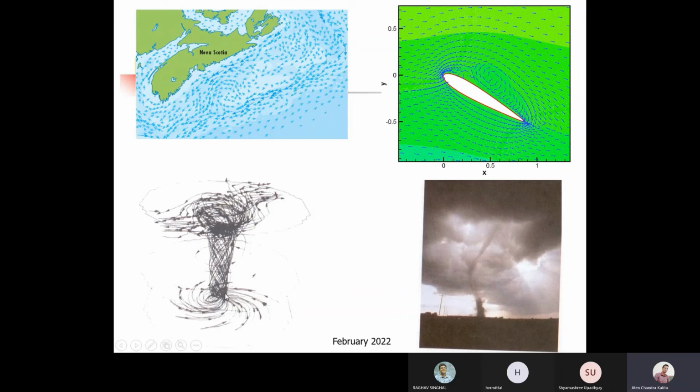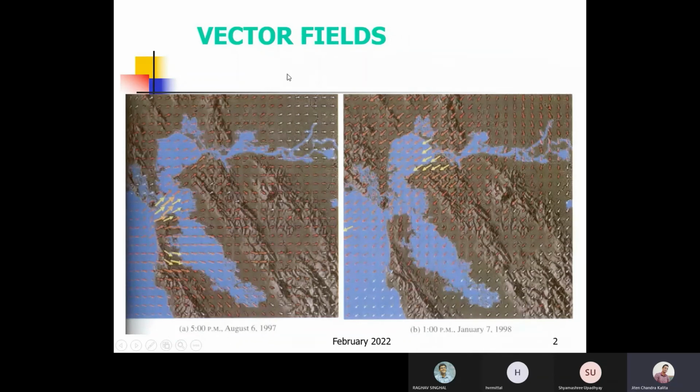Again, you can see that the way these vectors come out, in one direction the tornado is moving. So it is kind of a whirlpool structure, and then it is going up and so on. And this is an actual picture of a tornado. So all these are related to what we call vector fields. Because now you think about the very first figure.